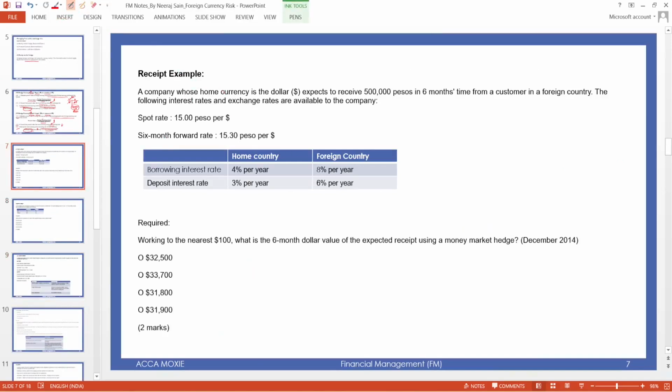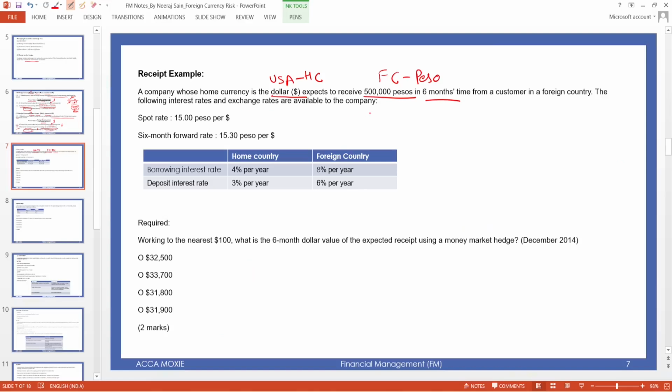A company whose home currency is the dollar. Right now we are in the USA, so USA is our home currency. We are a company whose home currency is dollar, and we expect to receive pesos. So the foreign currency is peso. We are going to receive it in 6 months from a customer in foreign currency.